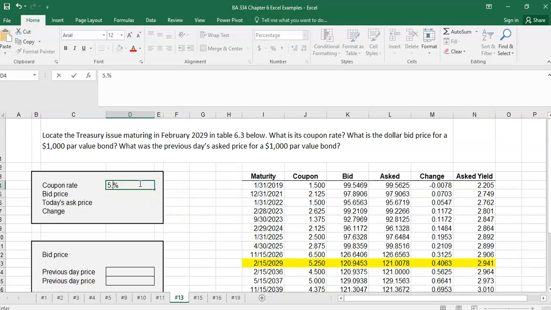Formatting. The bid price is 120.9453. The asked price is 121.0078. And then the change from the day before, 0.4063.